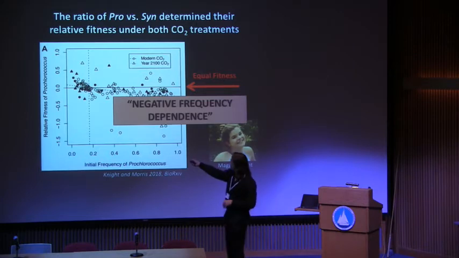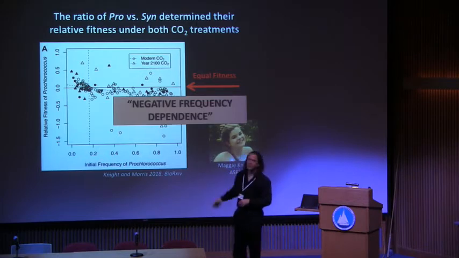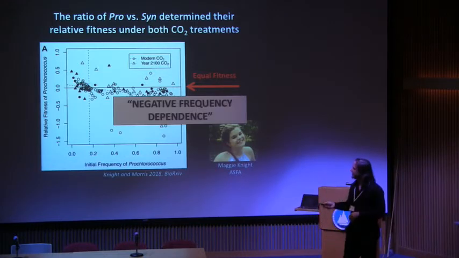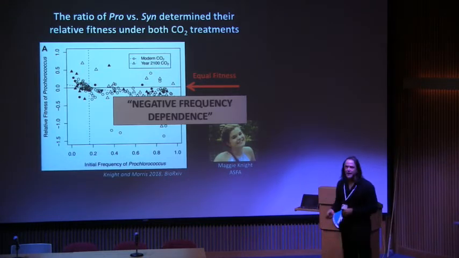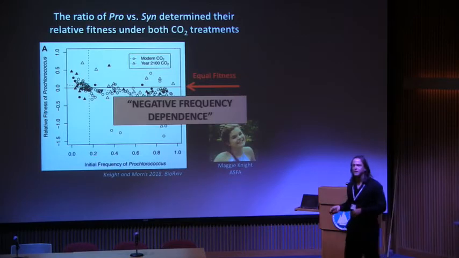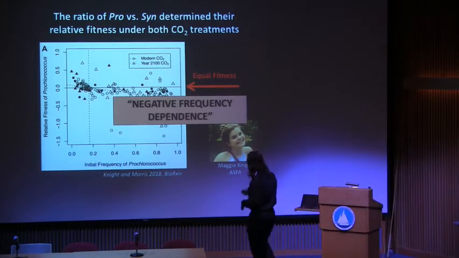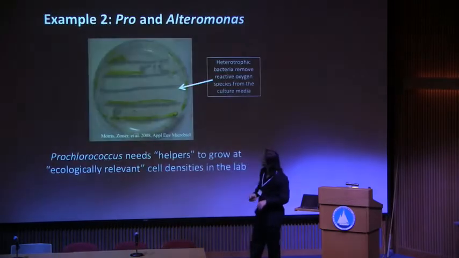You can see here that there's a point right around 20% Prochlorococcus where the fitness of these two organisms is equal. And indeed, they would migrate towards this ratio and they would stay there and coexist essentially forever in this experiment. So it's kind of surprising to us.